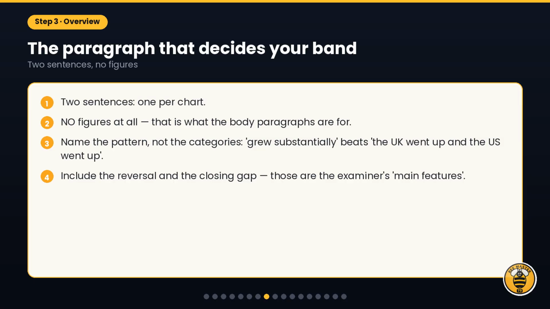The overview is the paragraph that decides your band. Write 2 sentences, 1 for each chart. Use no figures at all, because figures belong in the body. Name the pattern rather than listing the categories. Grew substantially is worth far more than the United Kingdom went up and the United States went up. And make sure you include the reversal and the closing gap because those are the main features the examiner is looking for.